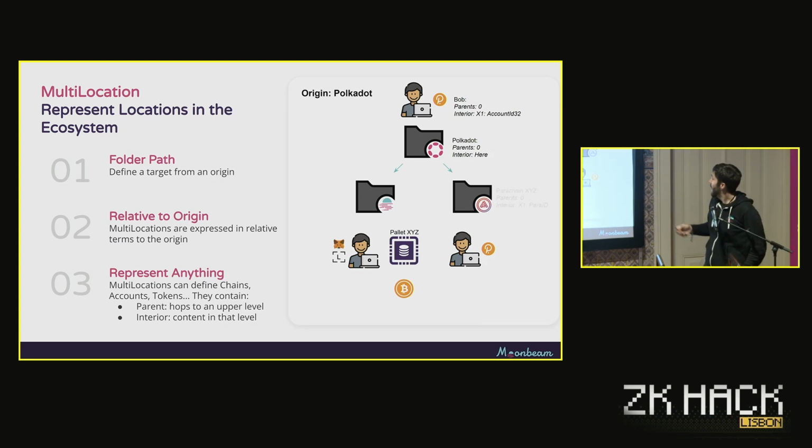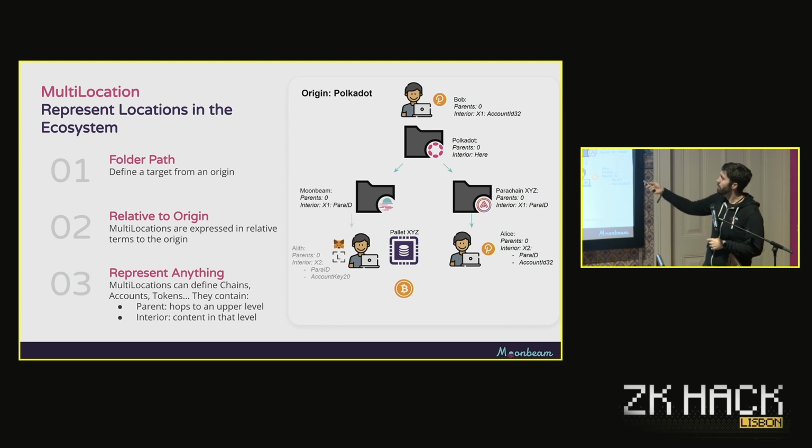If you want to target another parachain, you would just use one field inside interior called parachain ID, which is like chain ID, and you would just put the parachain ID, which in this case, I used Acala, and it's 2000. And if you want to target Alice inside of Acala, you would use two fields, right? Because you need to go to the parachain, and then you need to go to the account, which is another account ID 32.